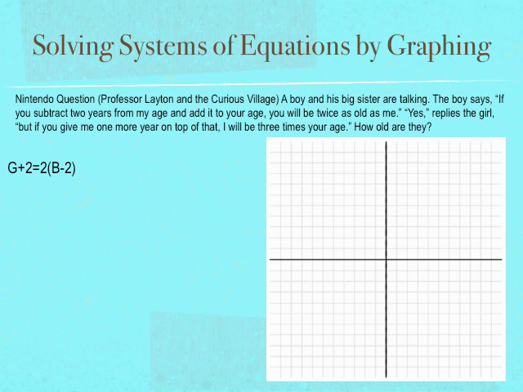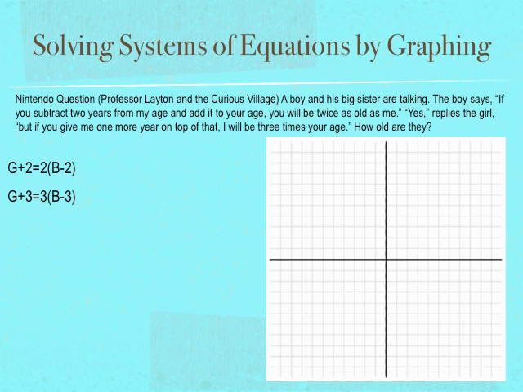Then the girl's response gives us our second equation. "Yes," replies the girl, "but if you give me 1 more year on top of that, I'll be 3 times your age." So instead of taking 2 years away from the boy's age, we take 3 years away. We give the girl the extra year, and then she's 3 times as old. Again, don't obsess about getting these equations. I just want it to make sense in hindsight. You don't have to come up with them.